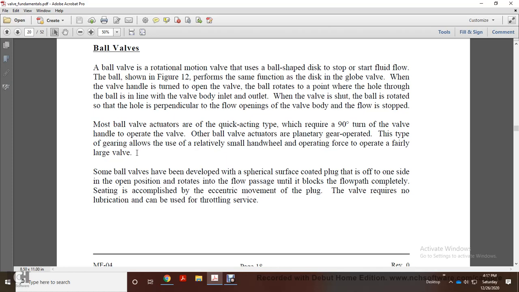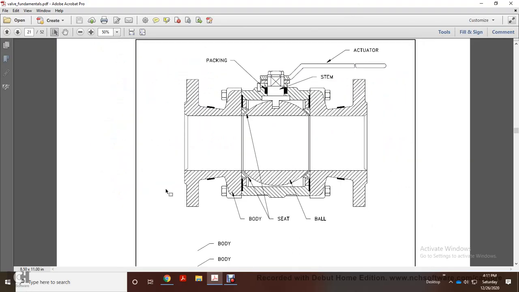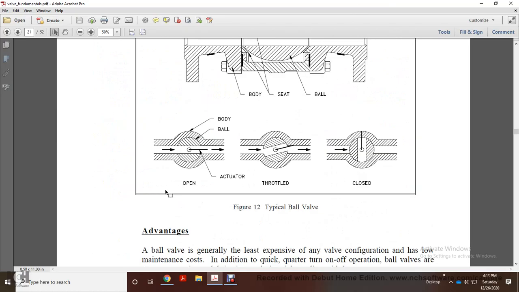Some ball valves have a cylindrical surface plug that is offset to one side. In the open position, the flow passage is open, and rotating the plug blocks the flow completely. Seating is accomplished by the eccentric movement of the plug. The valve requires no lubrication and can be used with throttle servicing. Alright, this shows your typical ball valve.